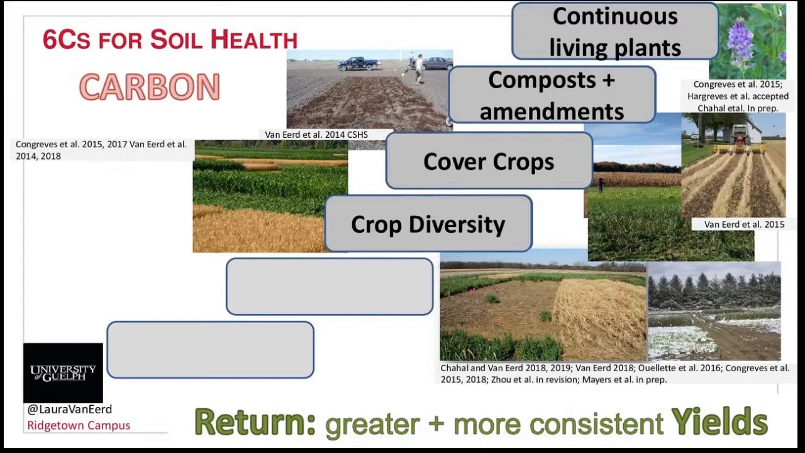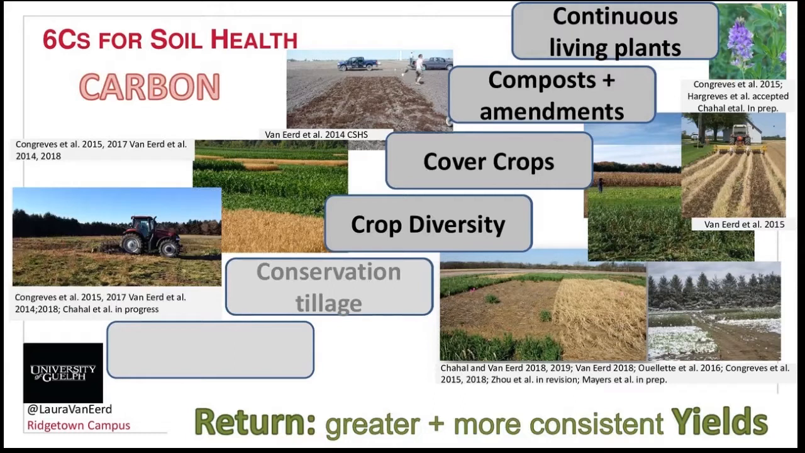Next, crop diversity. In our temperate climate, it's small grains, adding winter wheat to your rotation, benefiting soil health. And now conservation tillage. So this one you'll notice is a lighter color because you have to use a fair bit of caution when we're talking about conservation tillage and soil health.